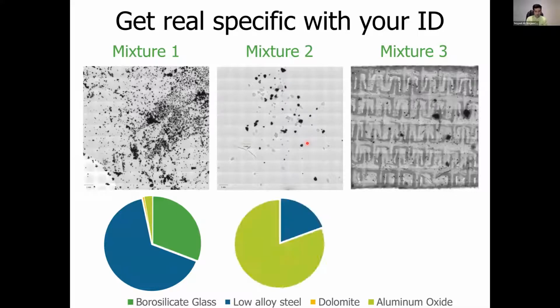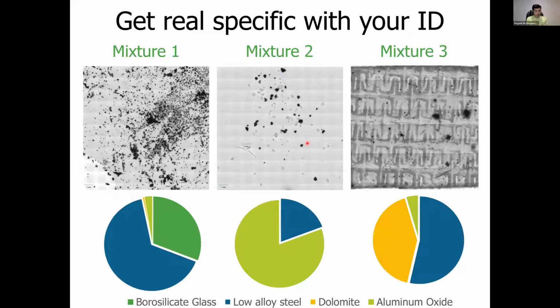In the second mixture, we had aluminum oxide and low alloy steel with no glass or dolomite. And the third mixture was also dolomite, steel, and aluminum oxide, and no glass. This will provide a quantitative analysis of the kind of debris that we have, which would provide very useful information for the failure analysis of this study.